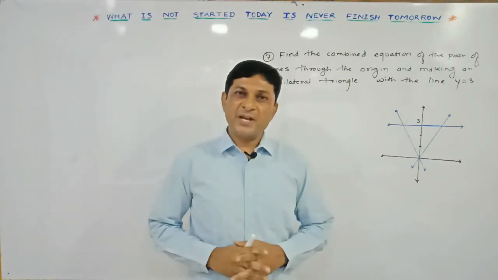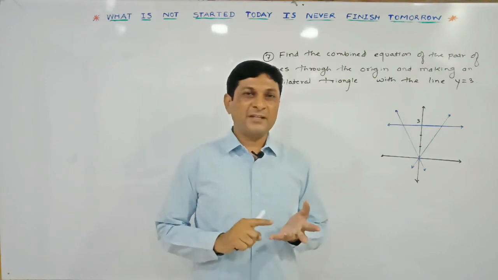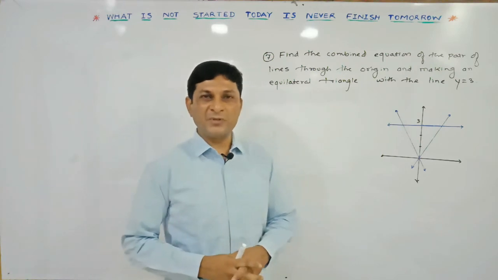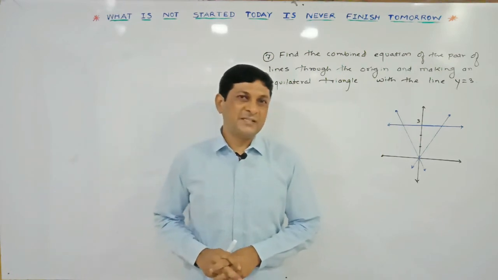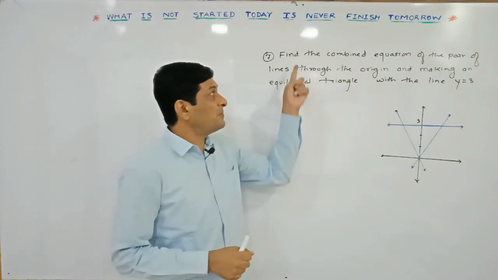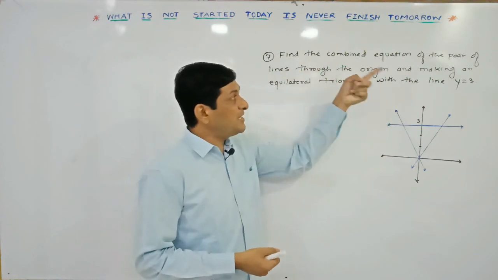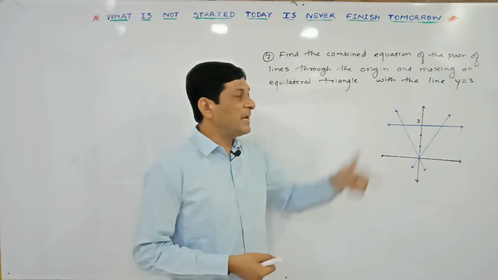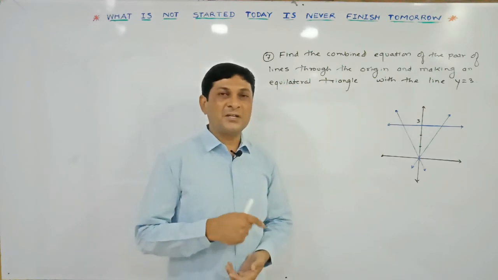So in this video we are discussing example number 7, 8 and 9 from exercise 4.1, means the last 3 examples from this exercise. Observe example number 7. In this example, we are finding the combined equation of the pair of lines passing through the origin and making an equilateral triangle with the line y = 3.